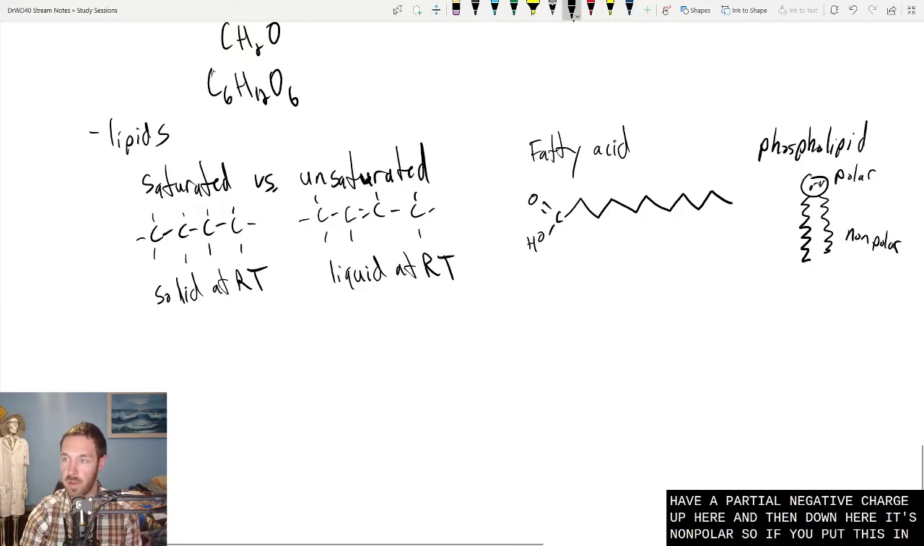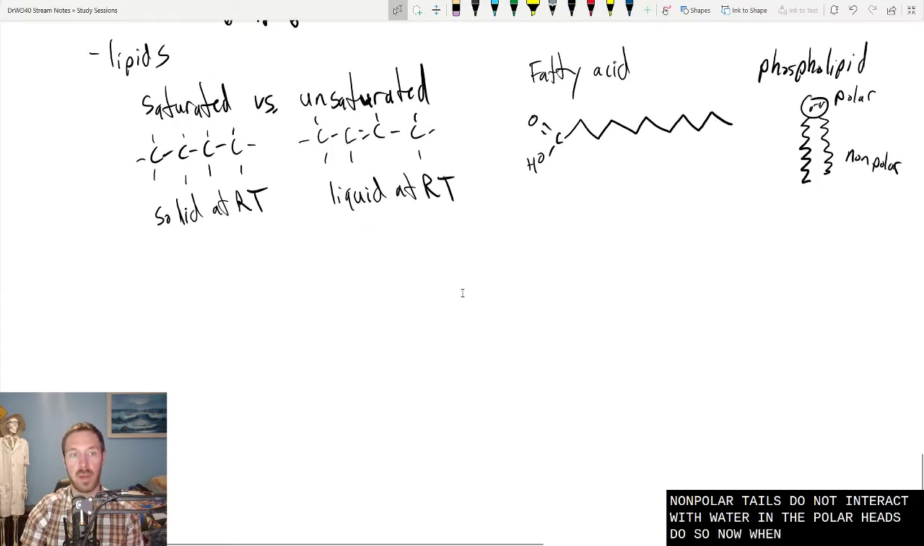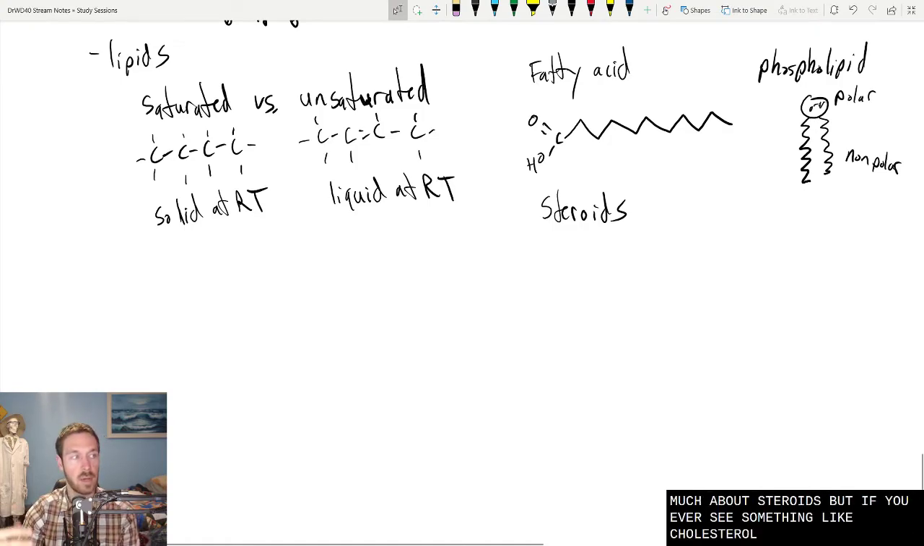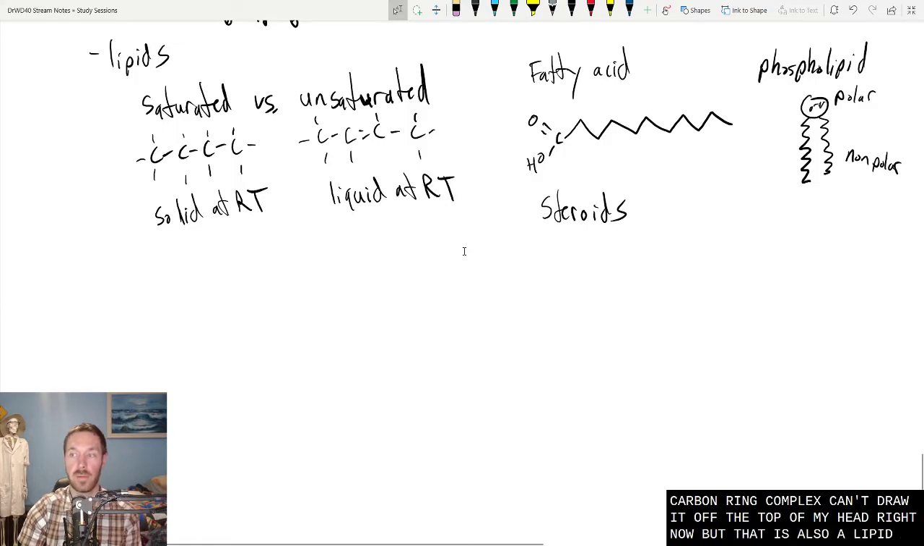So if we put this in the presence of water, it's going to self-assemble into what are called lipid bilayers, and that's why all of our membranes are made up of a phospholipid bilayer. The nonpolar tails do not interact with water, and the polar heads do. So now we can talk about amino acids a little bit. Oh, the other lipids are the steroids, and I won't ask too much about steroids, but if you ever see something like cholesterol, it has that 4-ring carbon ring complex. Can't draw it off the top of my head right now, but that is also a lipid.